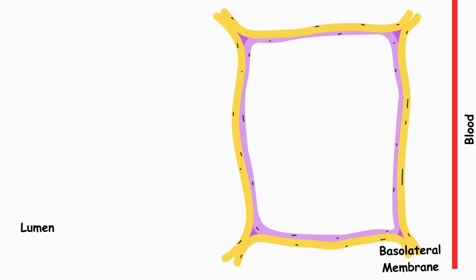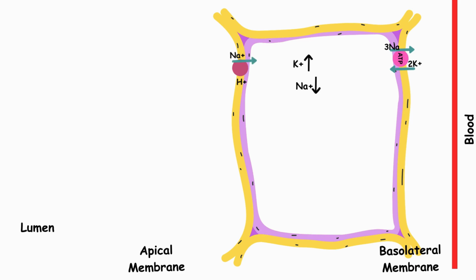In proximal tubule cells, at the basolateral membrane, the sodium-potassium ATPase pump moves 2 potassium inside the cell and 3 sodium outside the cell, decreasing the sodium level inside the cell. Now there is a sodium and hydrogen antiporter pump at the apical membrane. Through this, sodium present in the filtrate moves into the cell toward its low concentration in exchange for a proton.